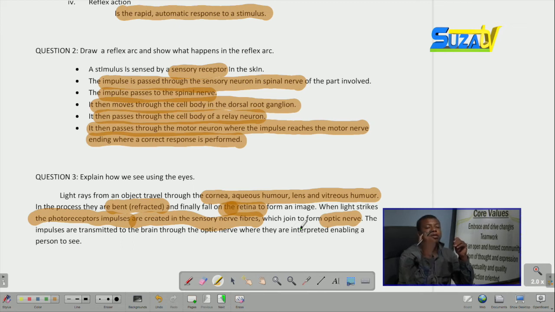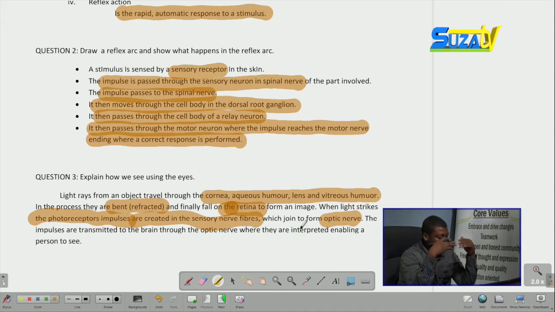But the image formed on the retina is upside down, or a real image. In physics form 3, when you learn about mirrors, you can learn about real images and virtual images, in which a real image is an image which is projected upside down, while a virtual image is an image which is projected the same way as you see yourself, or right side up.